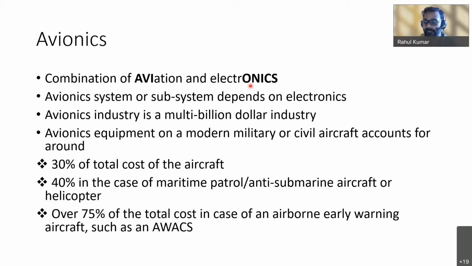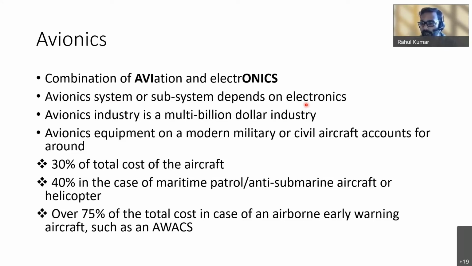Since then, the avionics industry has developed quite a lot. We are going to use the word avionics system or subsystem quite a lot in our further discussion. Basically, an avionics system or subsystem simply means any system in the aircraft which is dependent on electronics for its operation.